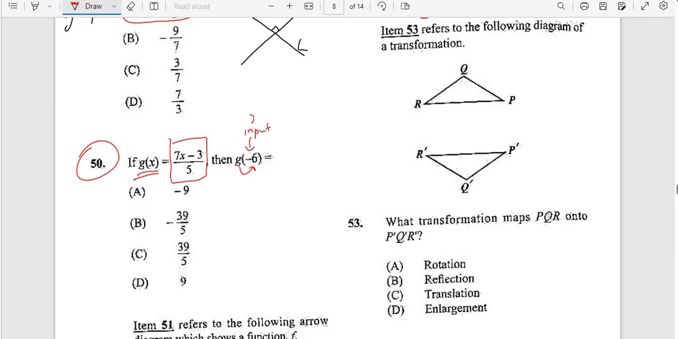And the input is usually the x values. So it's 7 times the input minus 3/5. So our input value, which is the x value, is what? -6. Now working this out, 7 times -6 is -42 minus 3/5. This will be -45/5. That will give us -9. So the answer is going to be A.